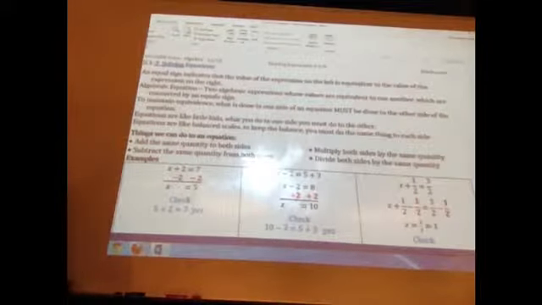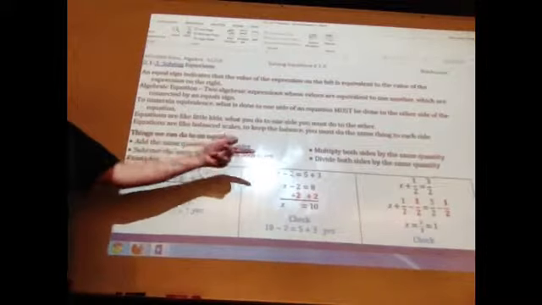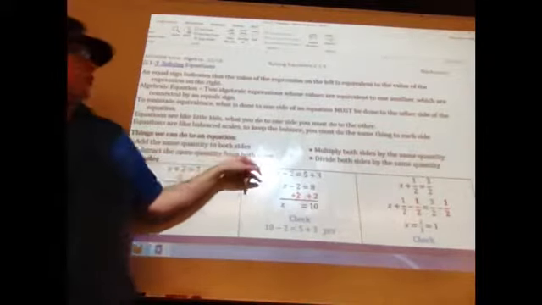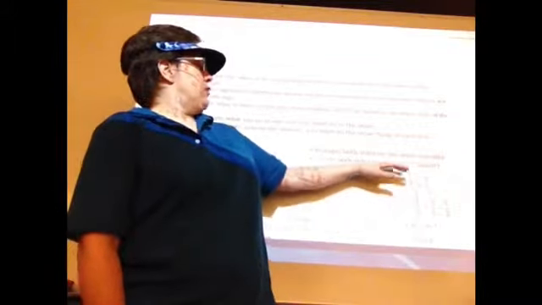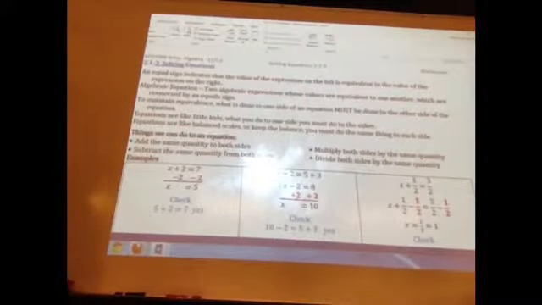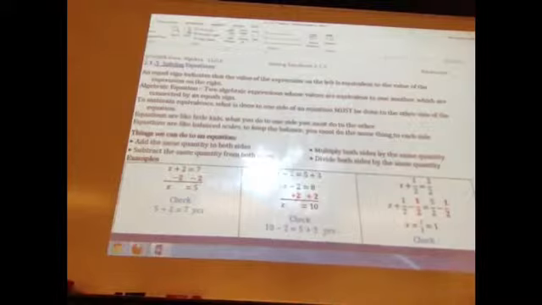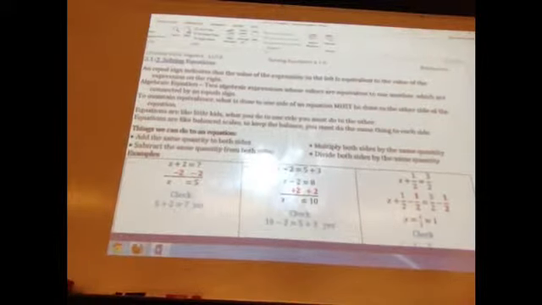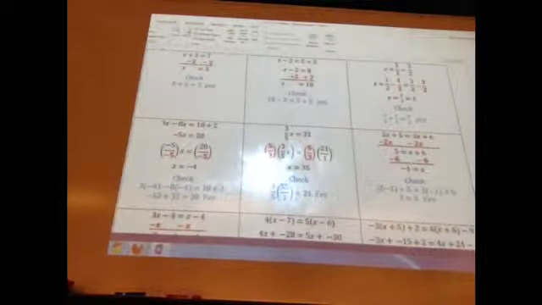The things we can do to an equation: we can add the same quantity to both sides, we can subtract the same quantity from both sides, we can multiply both sides by the same quantity, and we can divide both sides by the same quantity. We can do some other things, but we'll start with these. I don't think we're going to get into raising both sides to a power in here. That's for college algebra.